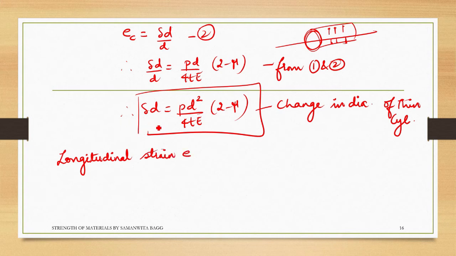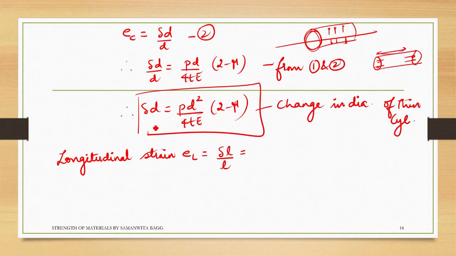This will be EL. Now it is understood that this EL will be delta L upon L, that is change in the length upon original length, because your longitudinal strain, if you recollect, was along your, this is the entire cylinder, this is the pressure applied. So when you apply pressure like this, your length gets affected. So it is change in length upon original length.